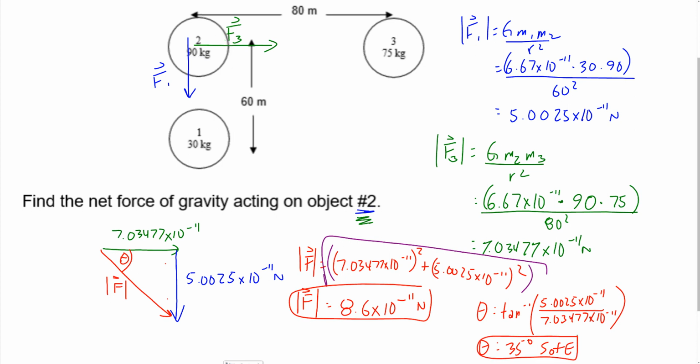If you had drawn the blue vector first and then the green vector, you would have gotten 55 degrees east of south. Same answer though, 8.6 times 10 to the minus 11 newtons at 35 south of east, or 8.6 times 10 to the negative 11 newtons at 55 east of south.